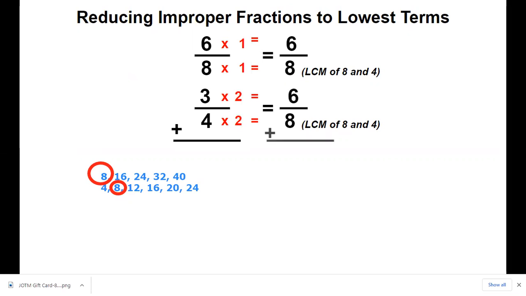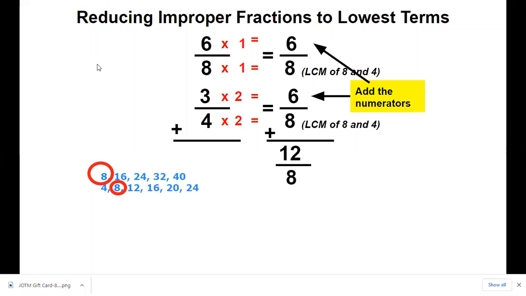So now I'm going to add 6/8 plus 6/8. Now that my denominators are the same, I'm just adding the numerators. 6 plus 6. Let's add the numerators. Now I get 12 over 8. So that's an improper fraction, correct? Not only is it an improper fraction, but it needs to be reduced to lowest terms.